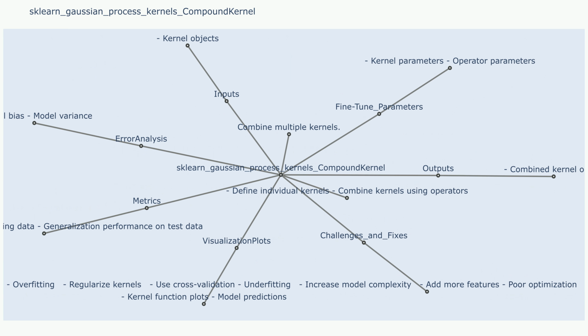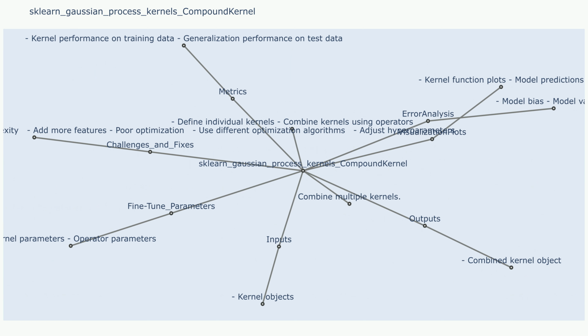Log loss, cross entropy. This metric is used for evaluating the performance of classification models. It measures the difference between the predicted probability distribution and the actual distribution of classes. R squared measures how much of the variance in the target variable is explained by the model. It ranges from 0 to 1, with higher values indicating a better fit.